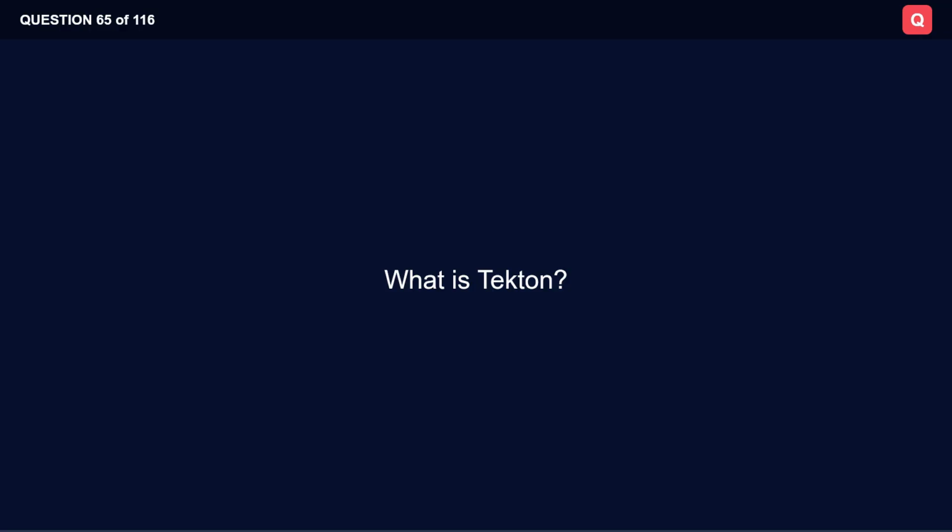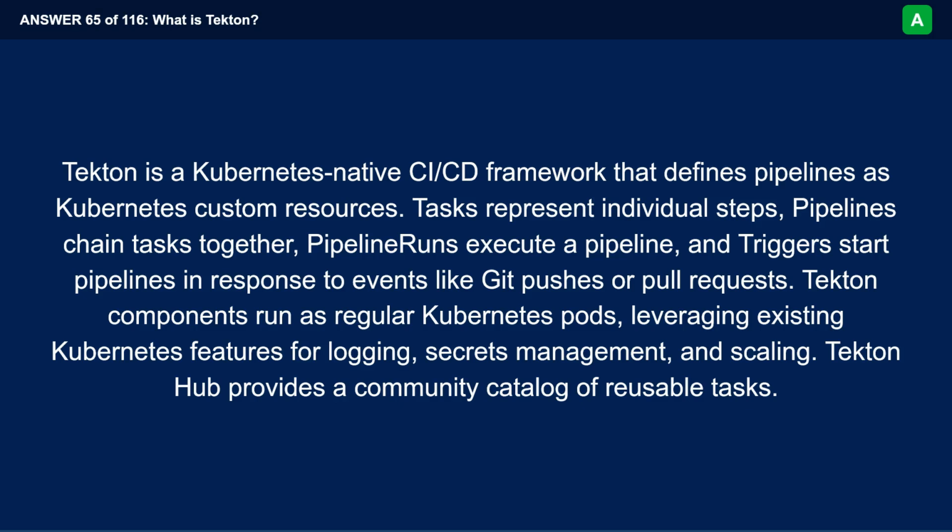What is Tekton? Tekton is a Kubernetes native CI/CD framework that defines pipelines as Kubernetes custom resources. Tasks represent individual steps. Pipelines chain tasks together. Pipeline runs execute a pipeline, and triggers start pipelines in response to events like Git pushes or pull requests.